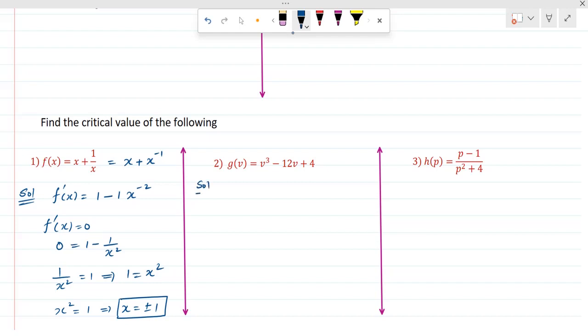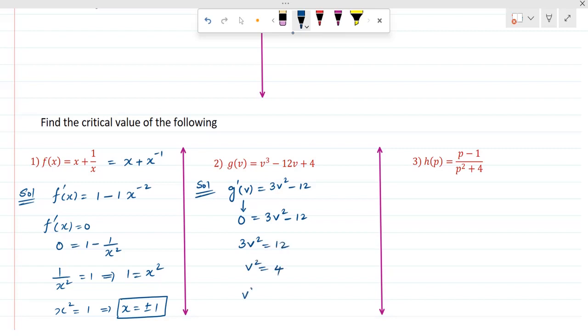Now the second one, we have g of v. Calculate the same thing: 3v squared minus 12 becomes 0. If I put it, this one is 0. So you will have 3v squared minus 12. 3v squared equals 12. V squared equals 4.